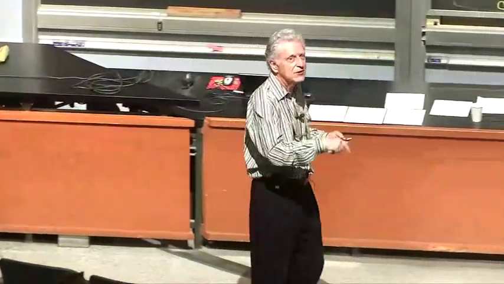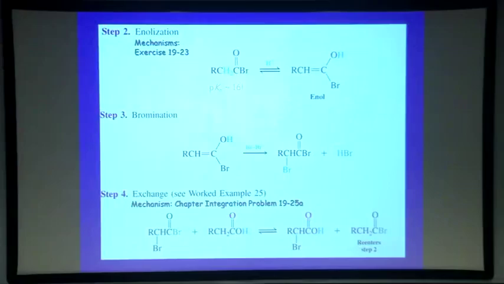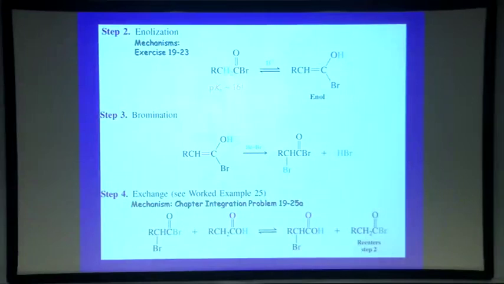So that now you can understand why you need the phosphorus to make PBr3, because the PBr3 turns a little bit of the carboxylic acid into the acyl halide, and that enolizes and then gets brominated. And then at this stage, this guy reacts with starting carboxylic acid by a mechanism where the acyl halide, like any acyl halide, reacts with the carboxylic acid to make an intermediate anhydride. And there's a chapter integration problem that I'd like you to work through.